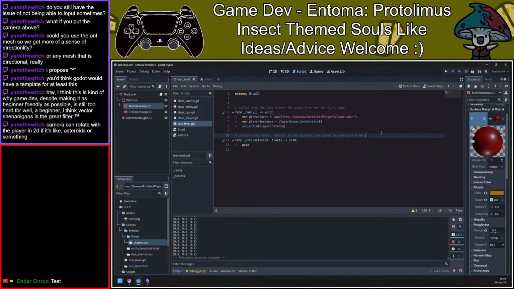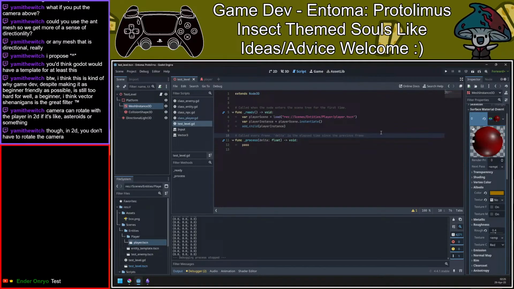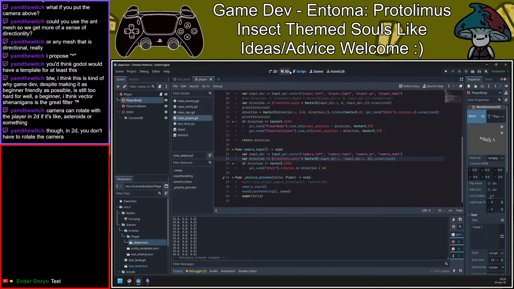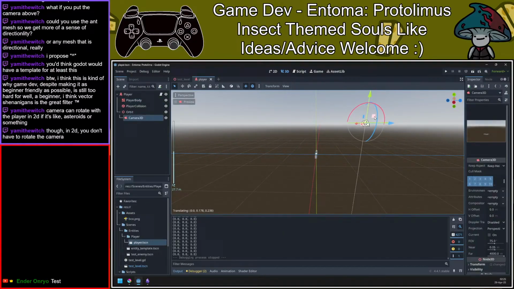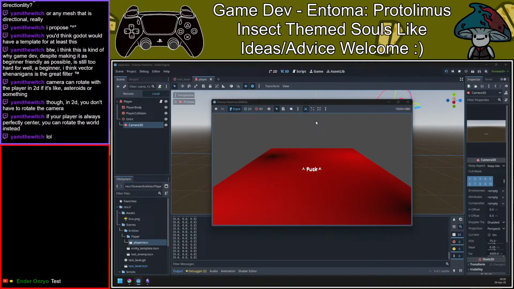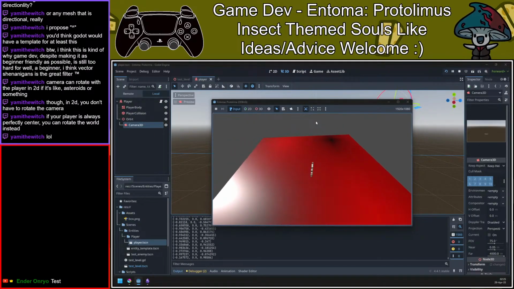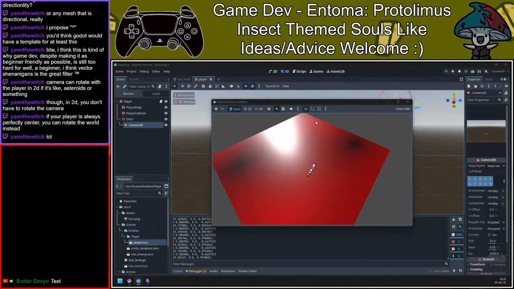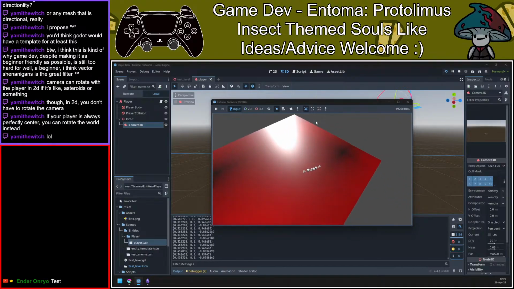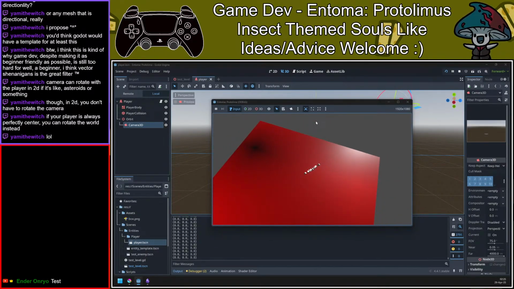Okay, we have rotation, we have camera. Let's bring this a little further out. If your player is already perfectly centered, you can rotate the world instead. Yeah, but that seems like it would be more effort, processing-wise, than just rotating a single object, rather than orbiting everything around that object, and then changing their velocities to match.